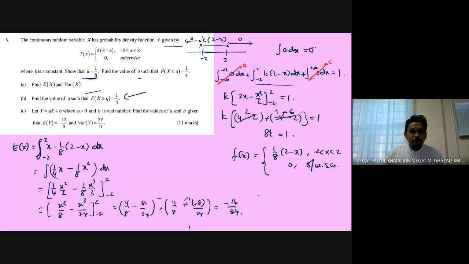Okay, so find the variance of x. Variance of x, you need to find another one. So we go separately.